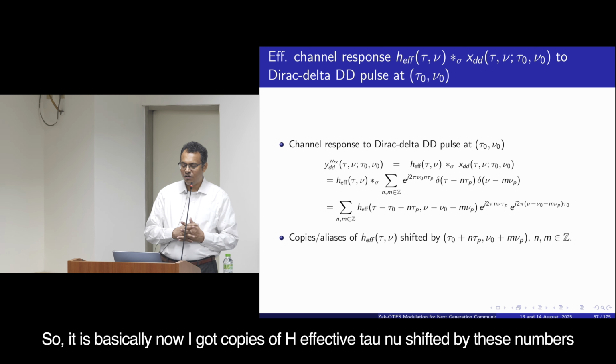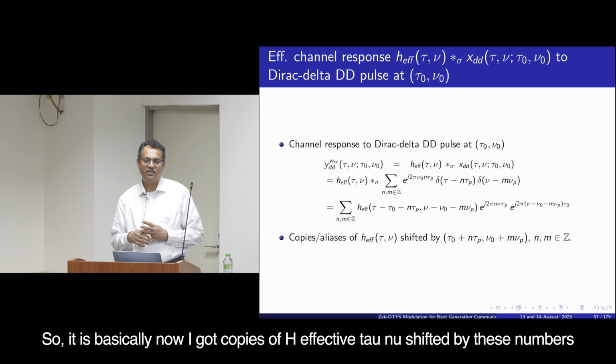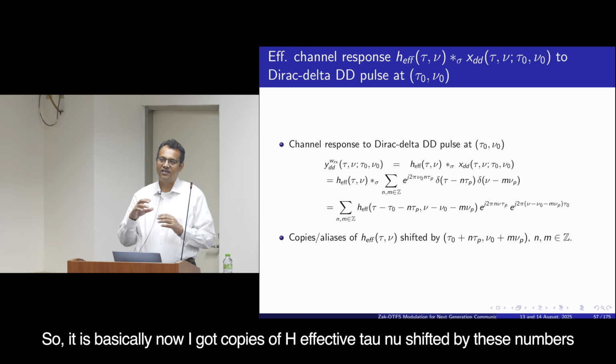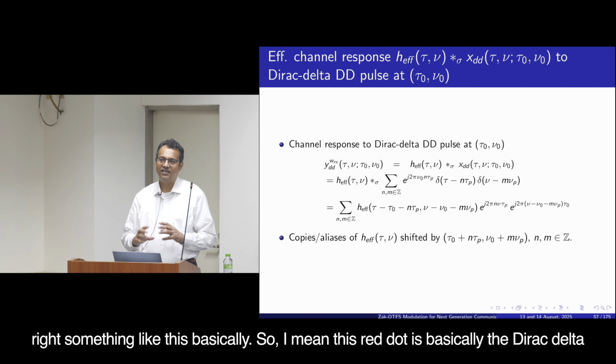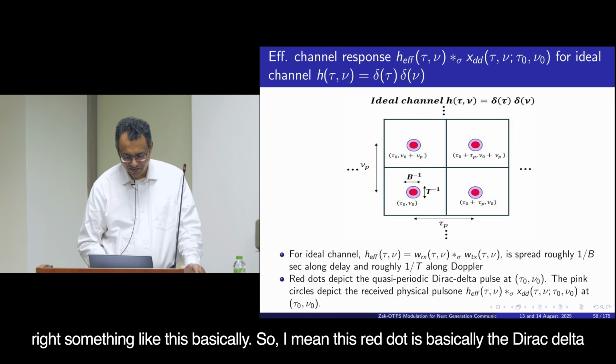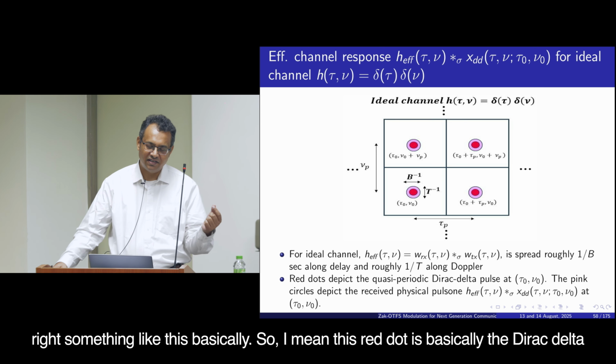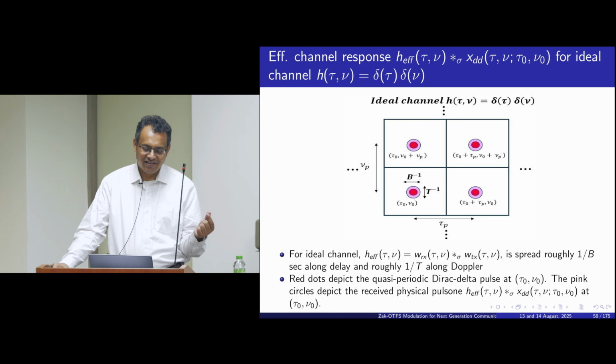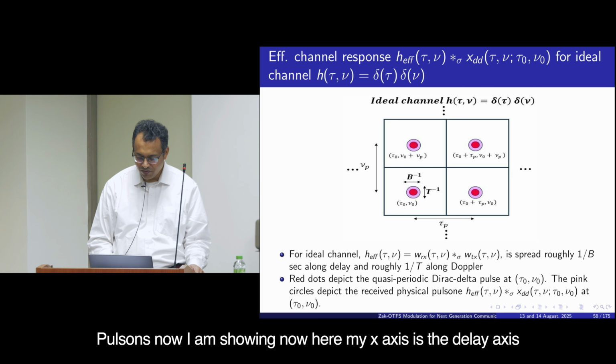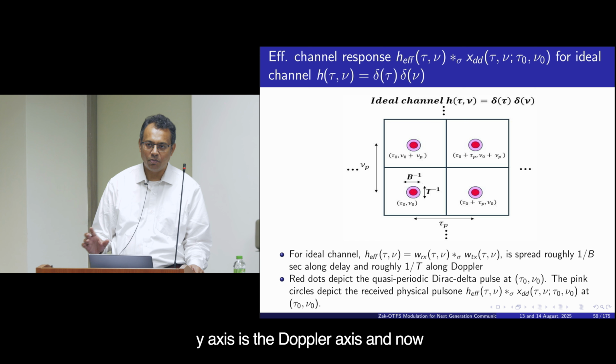So it's basically now I got copies of H effective tau nu shifted by these numbers, right, something like this basically. So I mean, this red dot is basically the Dirac delta pulson. Now I am showing, now here my x axis is the delay axis, y axis is the Doppler axis.